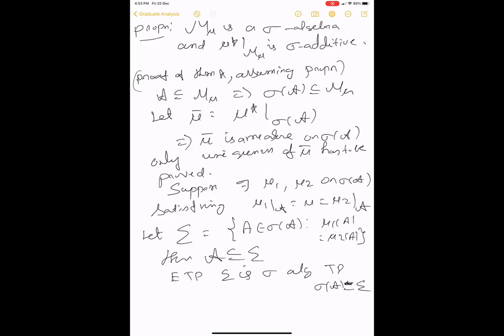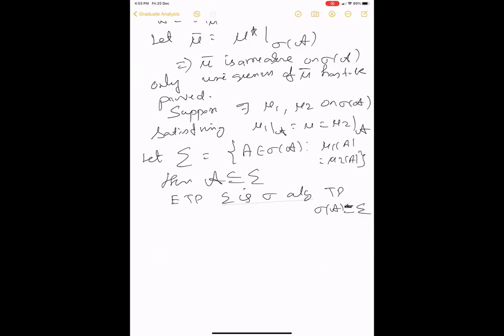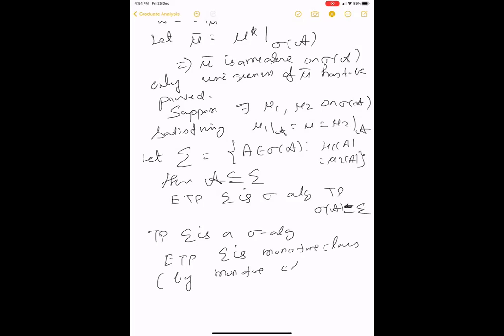So that's what we want to prove. We want to prove this is a sigma algebra. To prove that, it is enough to prove E is a monotone class, by the Halmos theorem. The monotone class theorem, which we proved in the last class, is also called the Halmos theorem, due to Halmos.